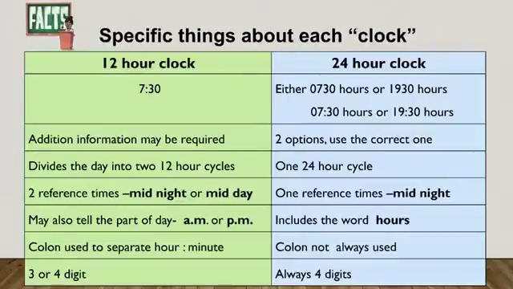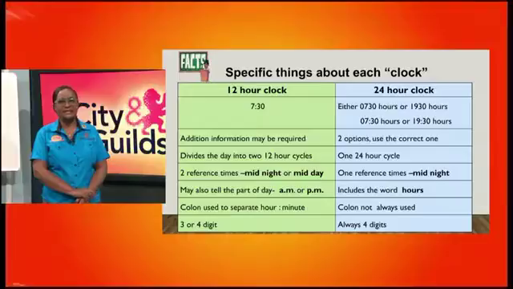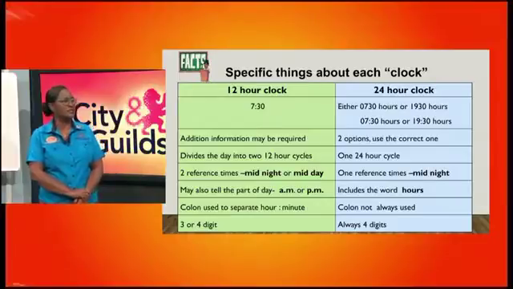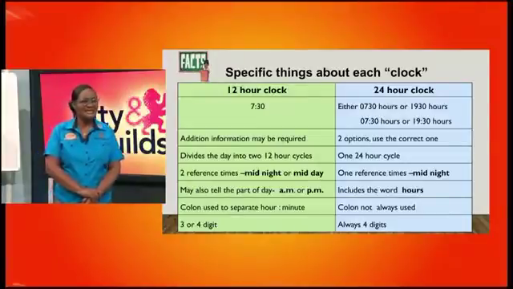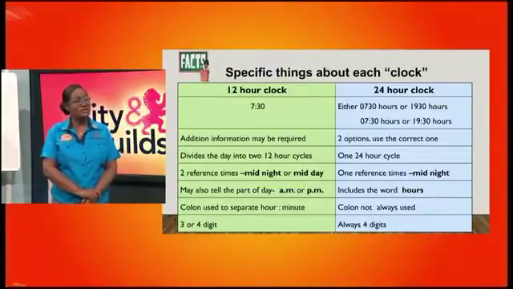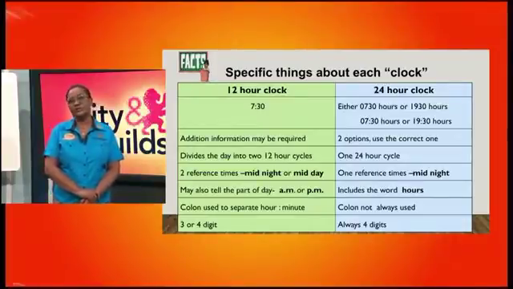Now let us look at a comparison of the 12-hour clock and the 24-hour clock. With the 12-hour clock, if we say it is 7:30, on the 24-hour clock it's one of two ways we say it. Although there are 4 indications on the board, it's either 0730 hours or 1930 hours. We don't know which one of the times they're talking about here, and we can either use a colon with that, or it can go without the colon.